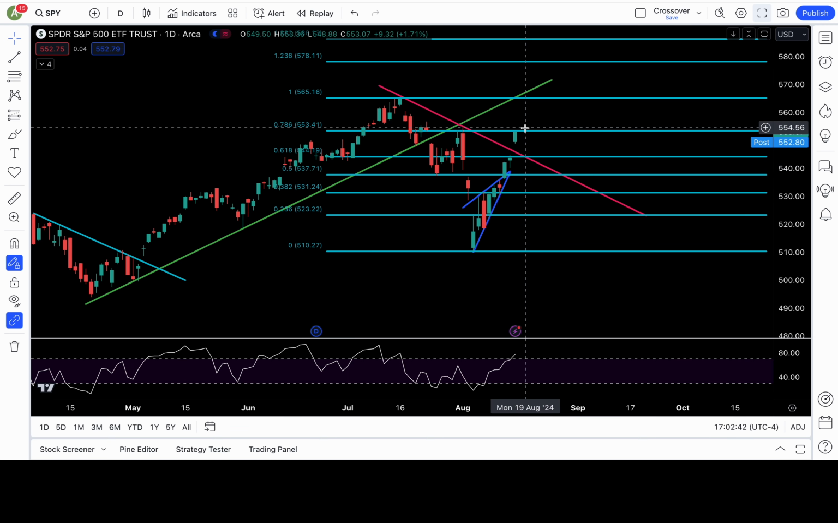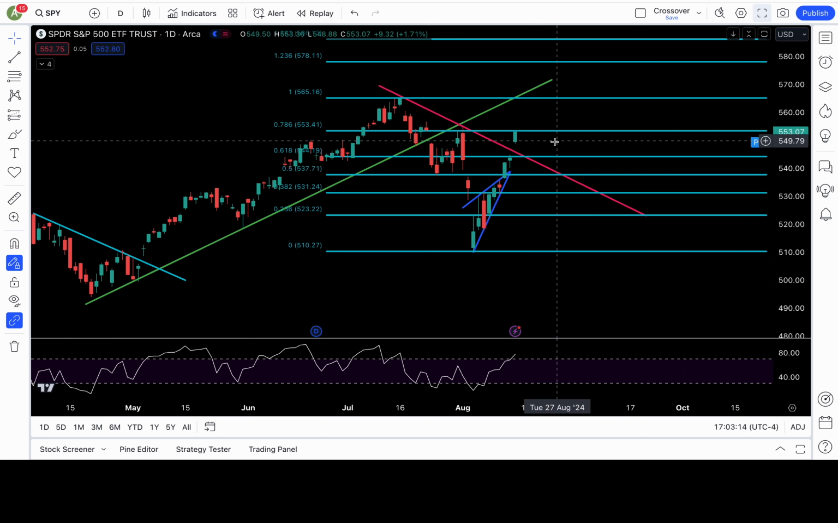Either way, the breakout of this trend line needs to be invalidated. That takes us to the next support level, 544. That's based on the fib level, and it's based on the downtrend line. That is the main critical level that bears need to break down to invalidate this bullish breakaway gap. If bears, listen, is at 552.8ish.